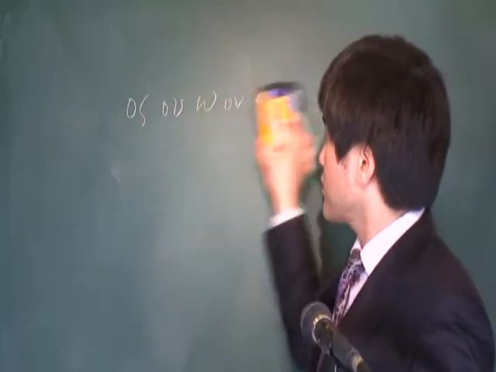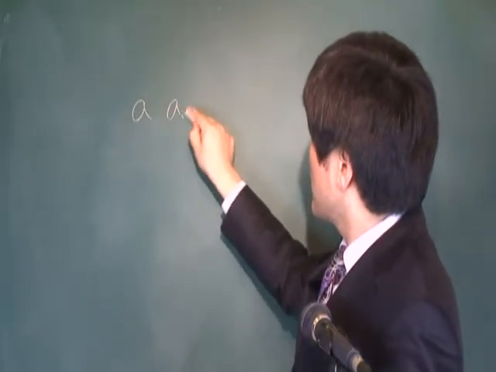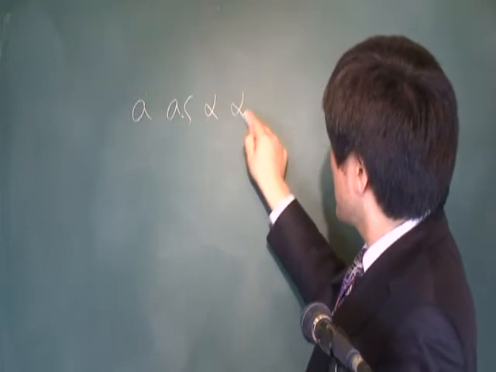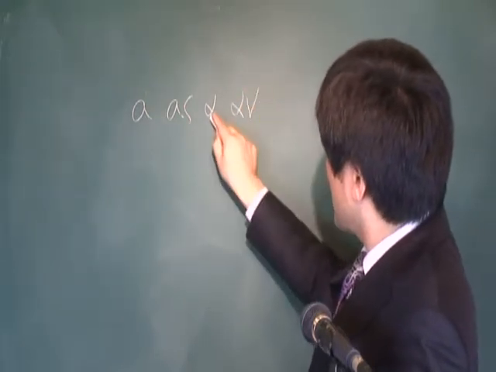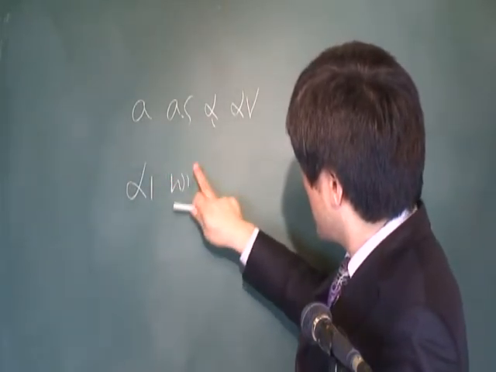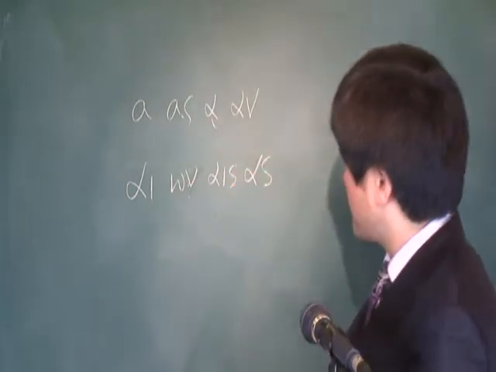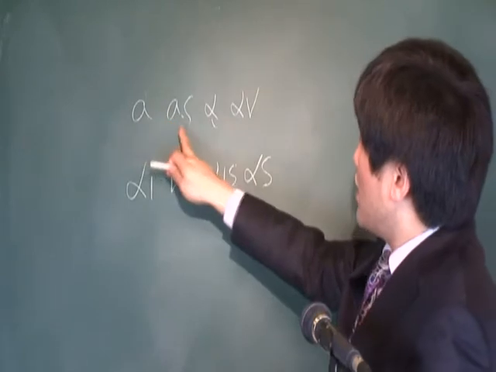Next, the neuter forms. Please read along. On, u, o, on, a, on, ois, a. This is the second declension neuter.